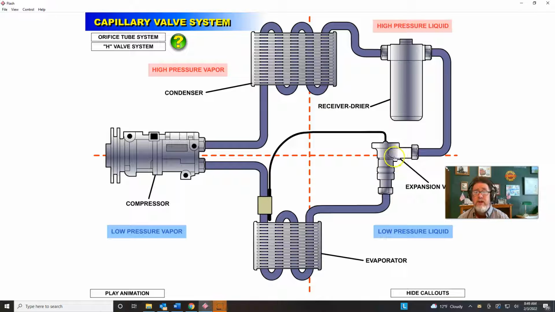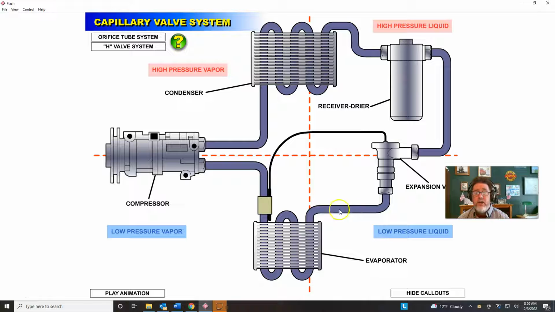In this case, this TXV is called a capillary system. And on today's cars, this particular valve would be probably really close to the evaporator under the dash, in something that you cannot see. So the refrigerant then is going to go through the evaporator. The expansion valve is a variable restriction in the system. It's a controlled pressure drop, if you want to call it that.